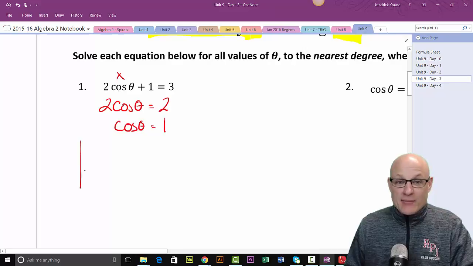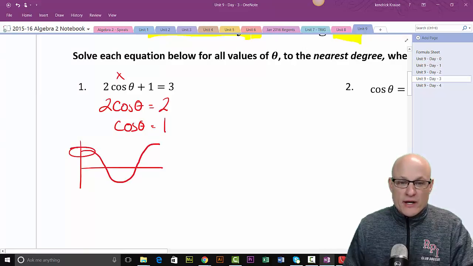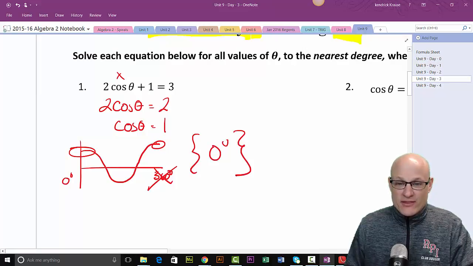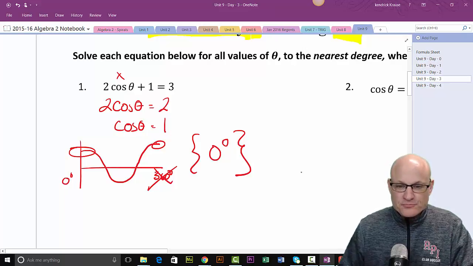And then anytime you get 1 or 0, just like with sine, we're going to draw the cosine curve. Where does it equal 1? It equals 1 here, and it equals 1 here. That would be at 0 degrees and at 360 degrees. But since we can't use that, the only answer is 0 degrees. Moving on.